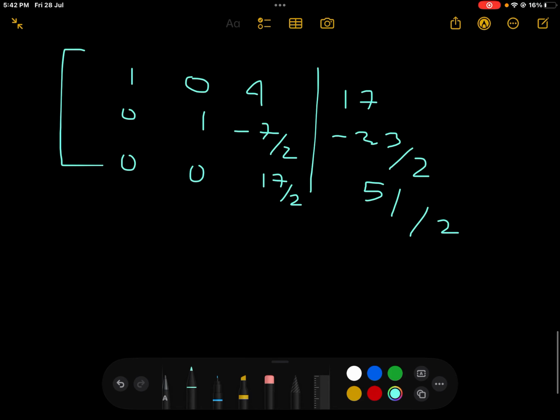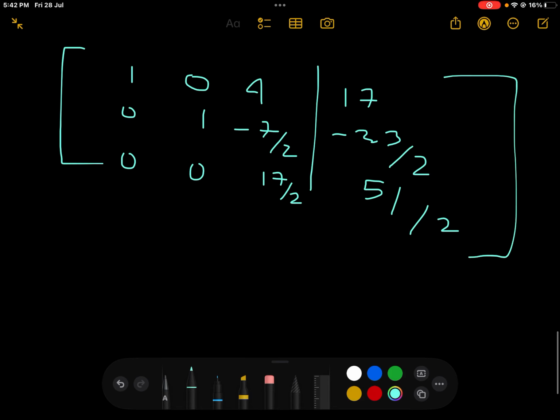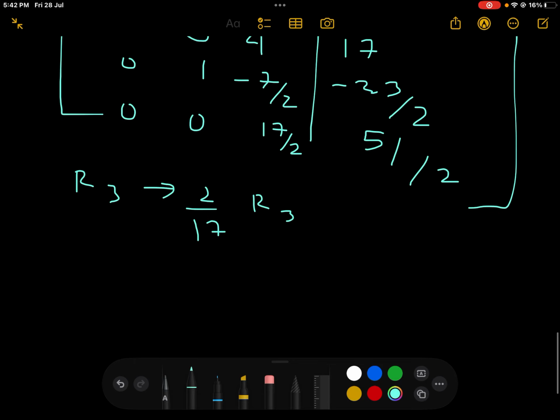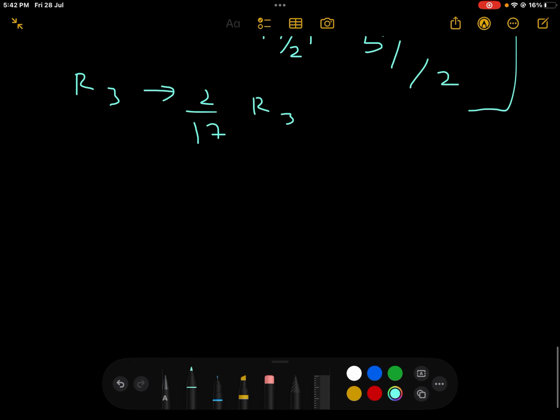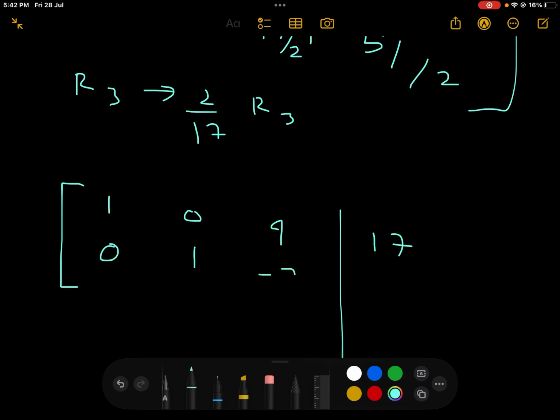Now we need to convert 17 by 2 to 1. So for that we'll apply the row operation R3 equals 2 by 17 times R3. Fine. So we will get, after applying this row operation, 1, 0, 4, 17, 0, 1, minus 7 by 2, minus 23 by 2, 0, 0, 1 and 3.